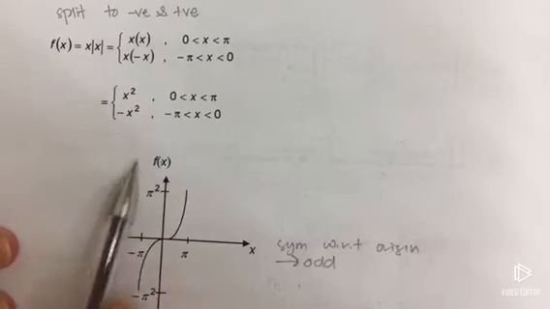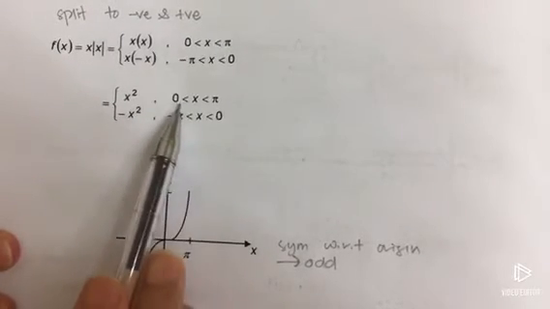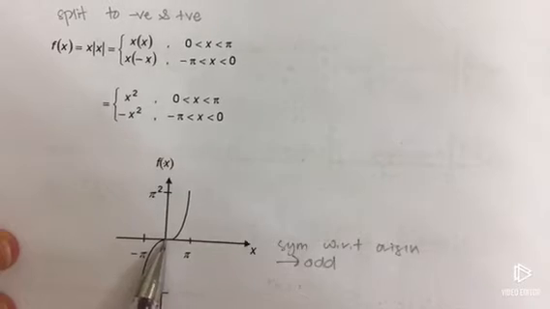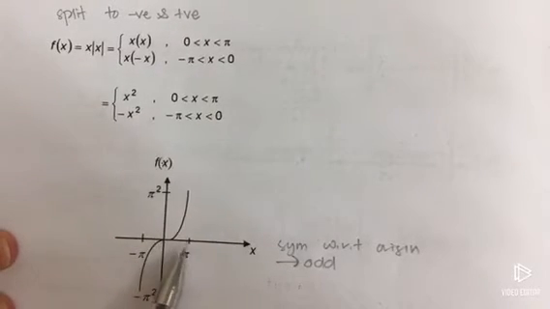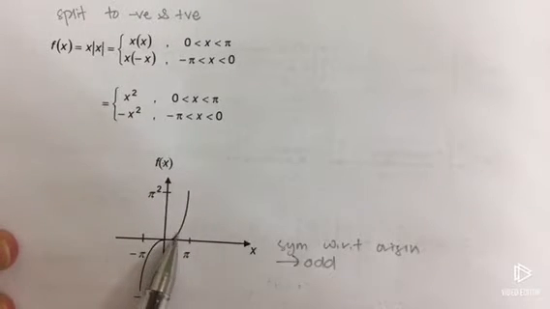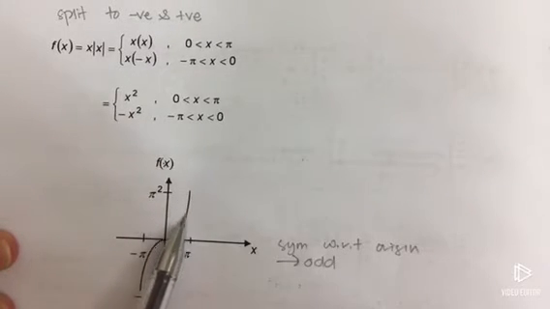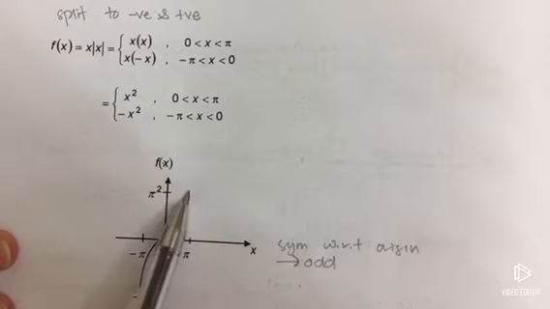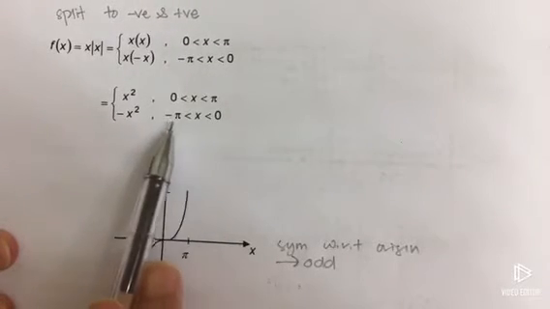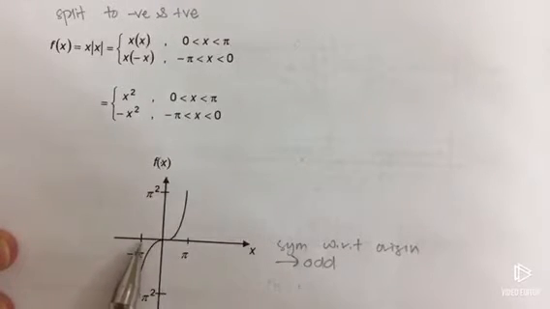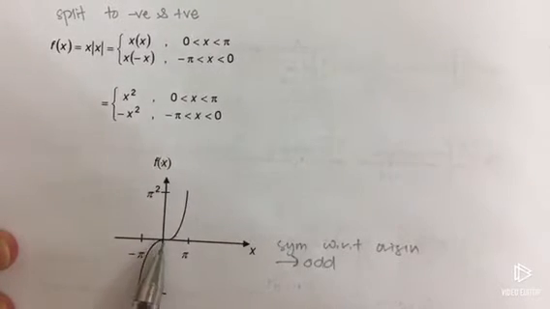And then we draw this graph. From 0 to infinity, from 0 to pi, we get this shape, a quadratic graph, x squared. And then from negative infinity to 0, from negative pi to 0, we get the maximum shape, quadratic, negative x squared.